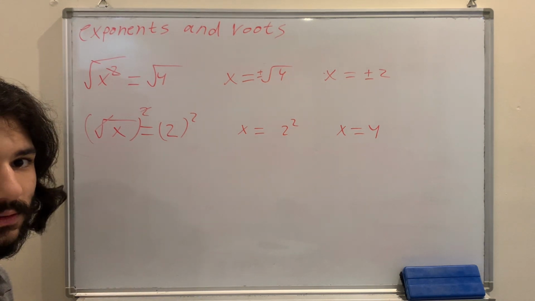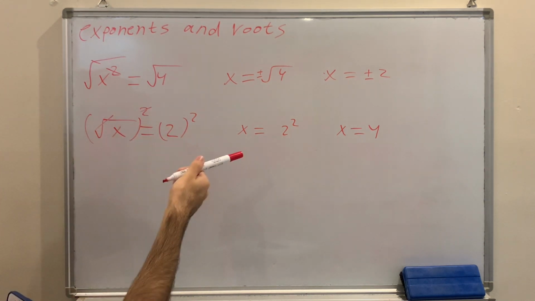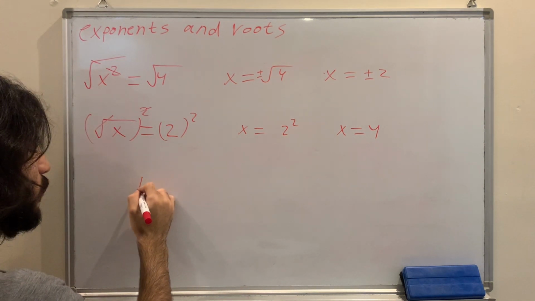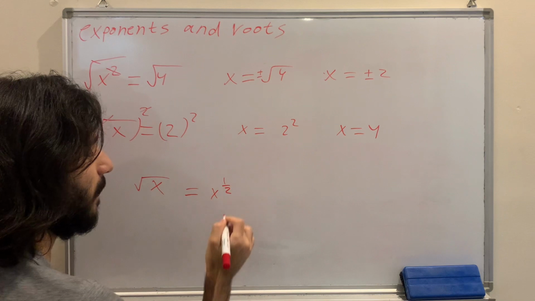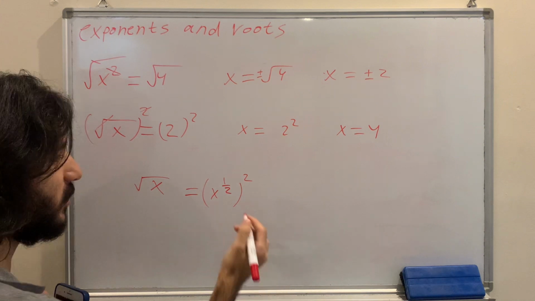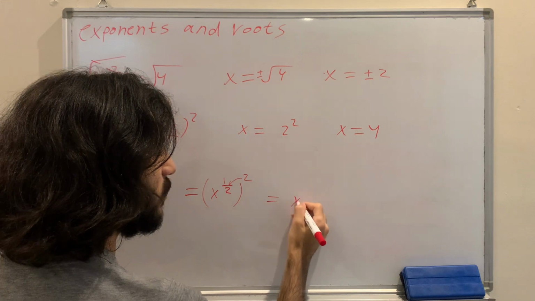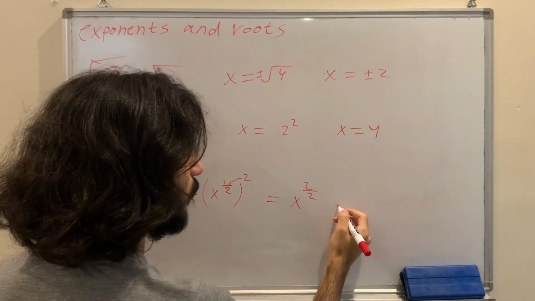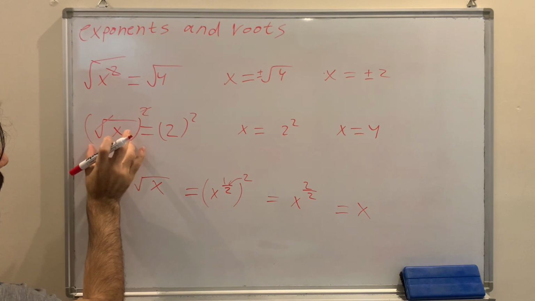Now, why does this work? Why does raising the square root to the power of 2 cancel it out? It's because when you have the square root of x, it's the same as x to the power of 1 over 2. And if you take this 1 over 2 to the power of 2, using the exponent rules, we can multiply them. So we're gonna get x to the power of 2 over 2. And as we know, 2 over 2 is just 1, so we get x. And that's how it works for both this and this part.